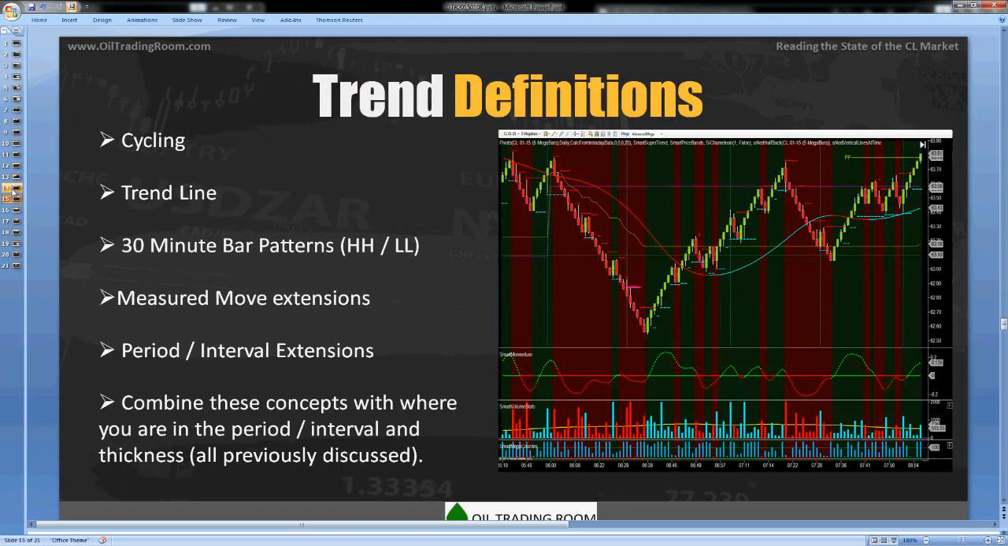I want to define a couple more things, trend definitions. One is cycling, which we've already talked about a little bit. On this particular chart, you get this pattern: A, B, C, D. You have a little inside pattern here, so I'll skip that. Then E, F, G, H, I. These are cycling patterns, and you can do that right off of the bars themselves.